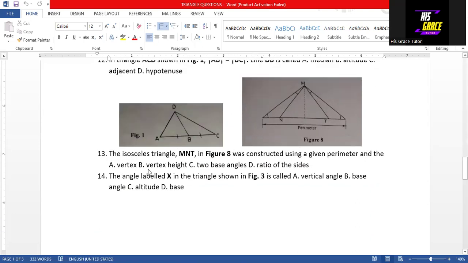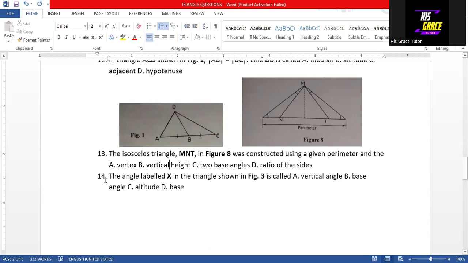Then question 13 says that the isosceles triangle MNT in figure 8 was constructed using a given perimeter and the vertical height. So this should be vertical height, not vertex height. So the answer is option B. So we are given the perimeter and the vertical height when it comes to this construction.